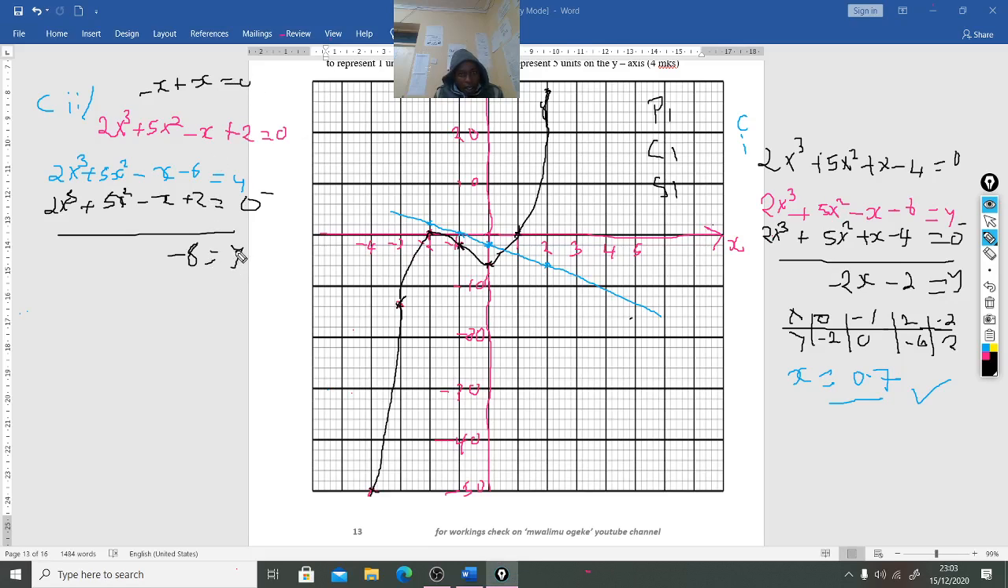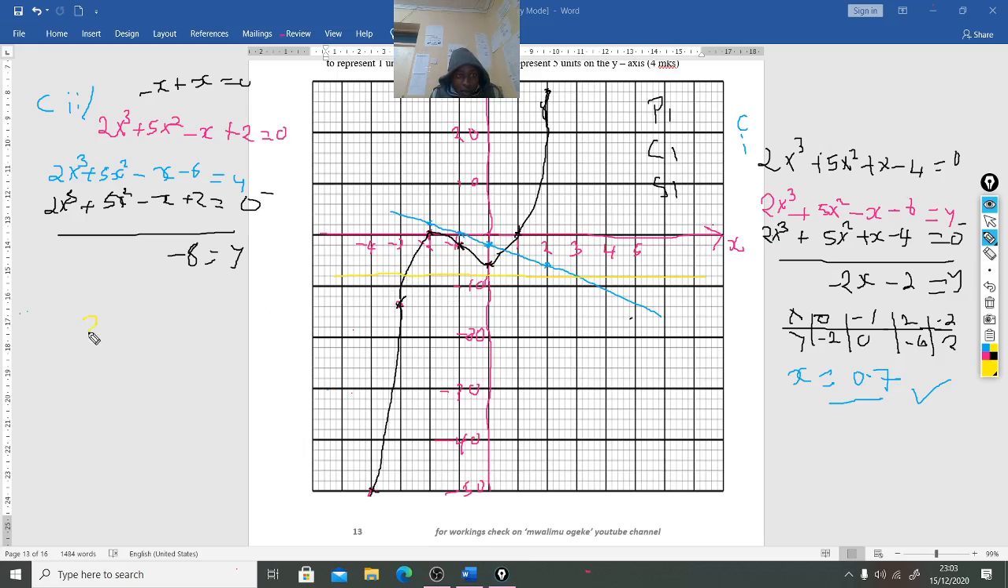So the line that I'm supposed to draw is the line y equals negative 8, where y is negative 8. So I go to y is negative 8, I draw a line there. Negative 8 will be here. So I draw a straight line here. Y is negative 8. And then I see where that line cuts this axis here. It cuts the axis here.